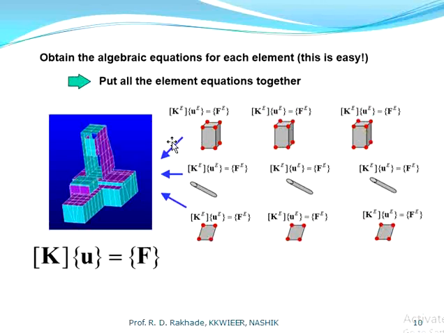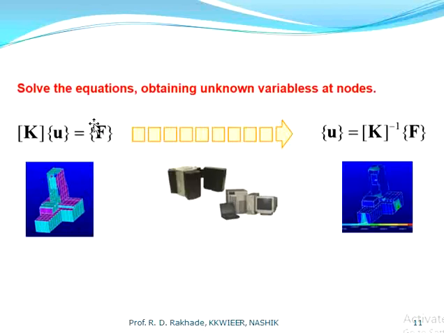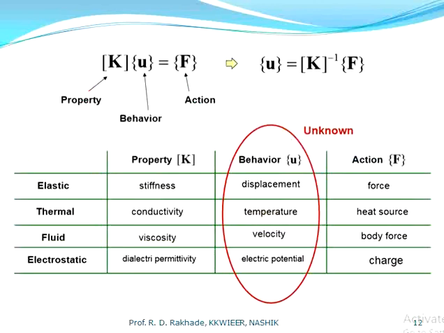So we split a complex problem into small elements, prepare individual stiffness matrices or stiffness equations, then combine all equations, solve that equation, and obtain unknowns at nodes. So when you split a complex element or domain, each individual part is called an element and each endpoint is called a node.